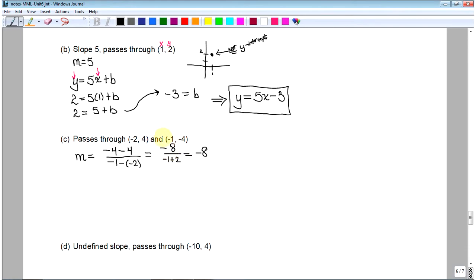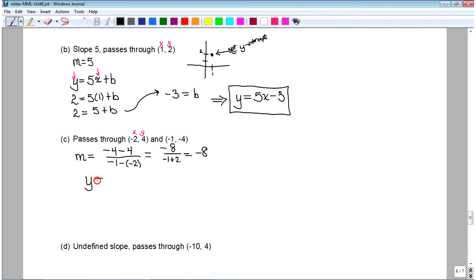So now at this point, I see that neither of my points is the y-intercept, because the y-intercept is always going to have an x value of 0. So you can arbitrarily pick one of your points to use to figure out what b is, like we did in the previous example. It does not matter which point you use. I'm going to pick the first one because the y-coordinate is positive, so the fewer negatives I have to deal with, probably the less of a chance I'll make an error. So that's why I picked the first point.